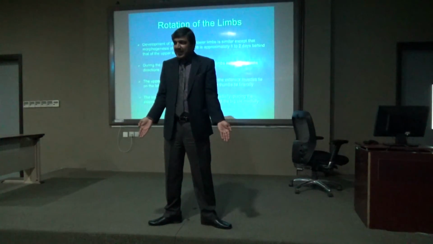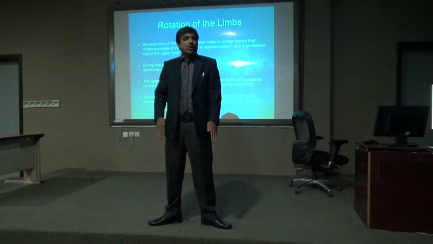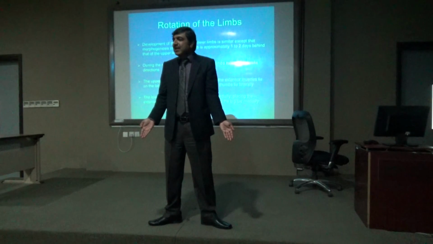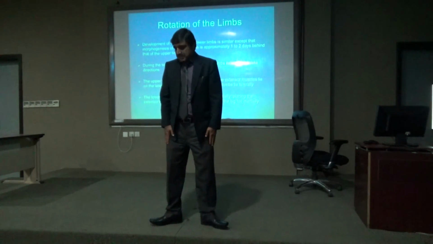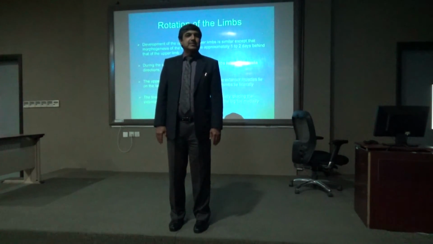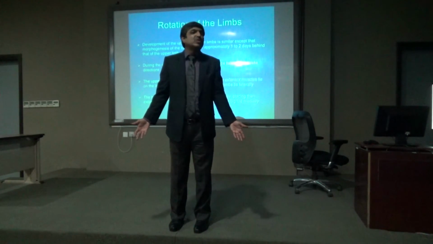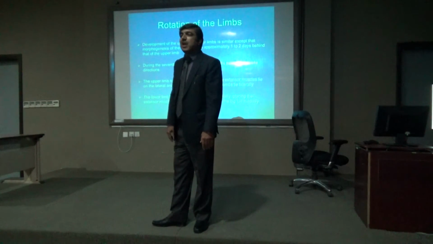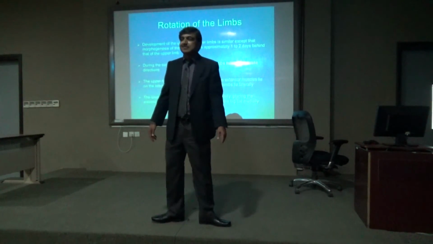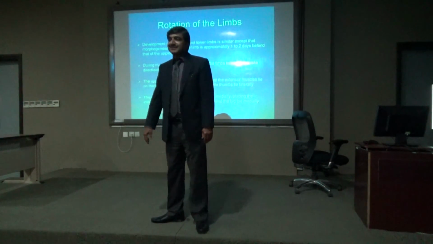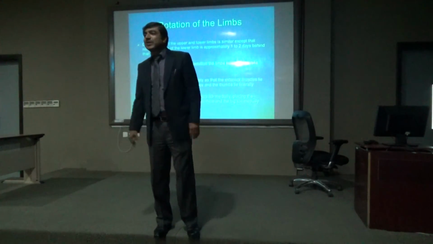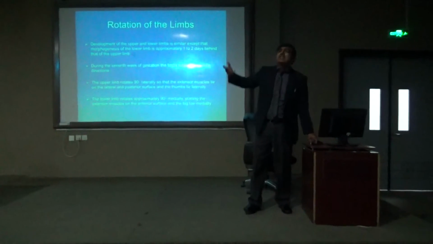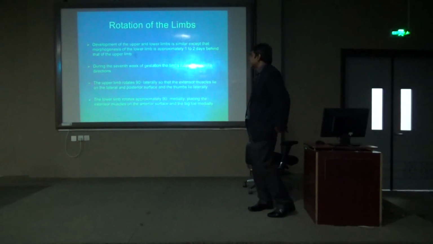This is 90 degrees, right? Upper limbs rotate 90 degrees laterally. Lower limb rotates. This is known as rotation of the limb. Sometimes a baby is born without rotation of one leg or both legs. Then we struggle for the rotation after birth. I have seen such cases. This is rotation. Very important event.